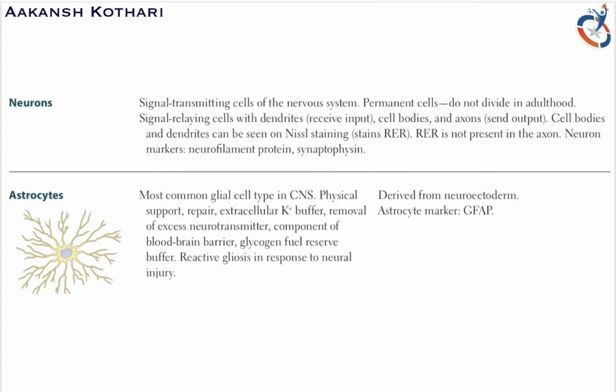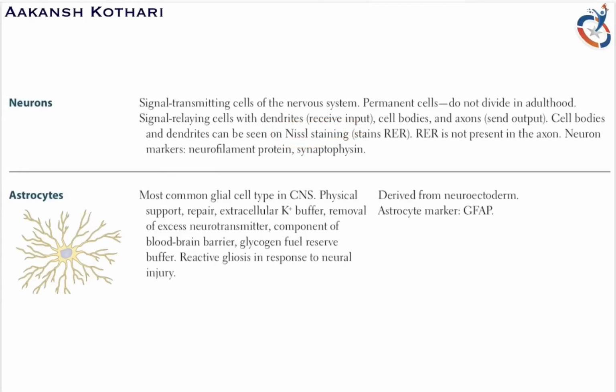Am I clear? Now the cell bodies and the dendrites can be seen on Nissl staining. Now, why can they be seen on Nissl staining? Because they contain rough endoplasmic reticulum. Okay, so rough endoplasmic reticulum stains during Nissl staining, and hence the cell bodies and the dendrites are seen by Nissl staining. Am I clear? Now, rough endoplasmic reticulum is not seen in the axon, and hence it does not stain by Nissl staining.